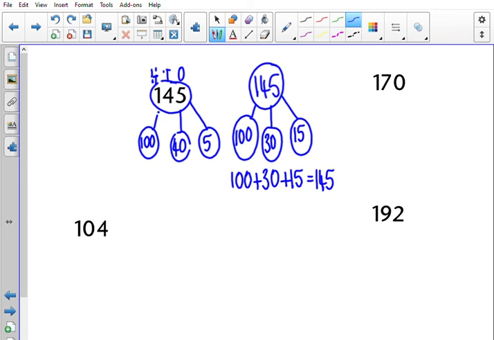Now what I'd like you to do is have a look through the numbers that I've given you, partition those into tens and ones, and see how many different ways that you can find of partitioning the numbers so that the number stays the same, but the digits that you're adding together are different.